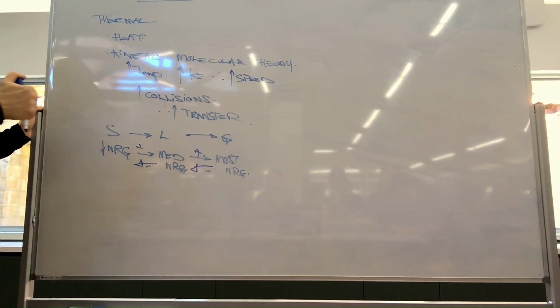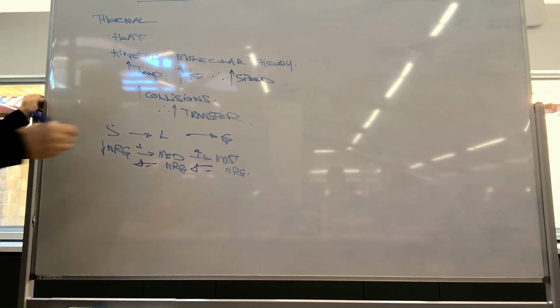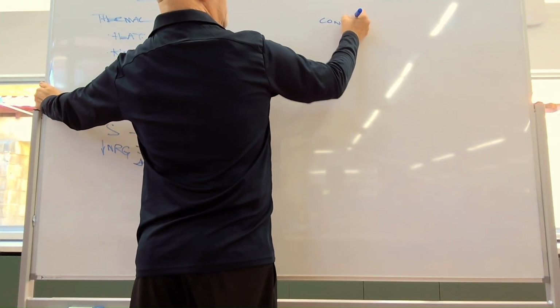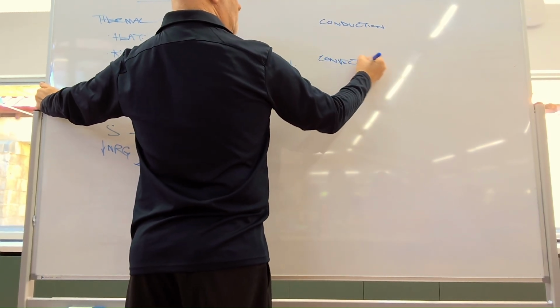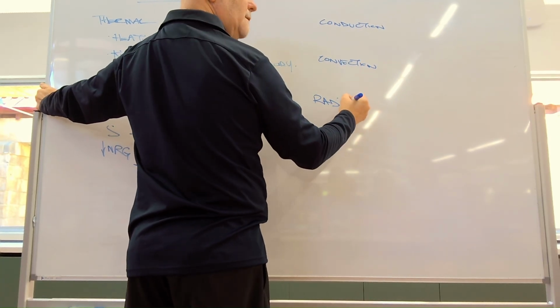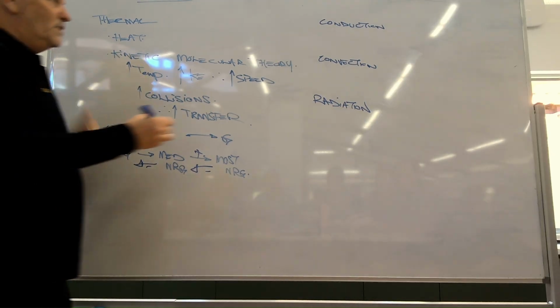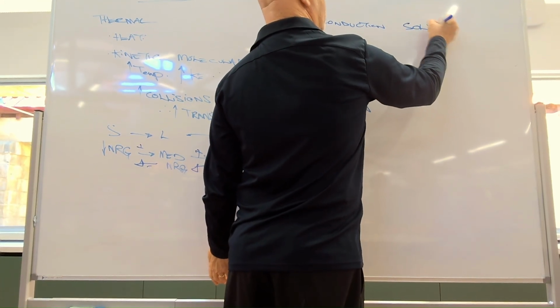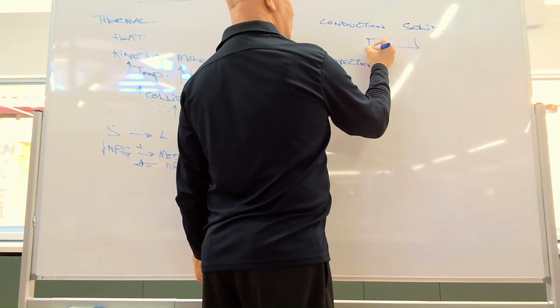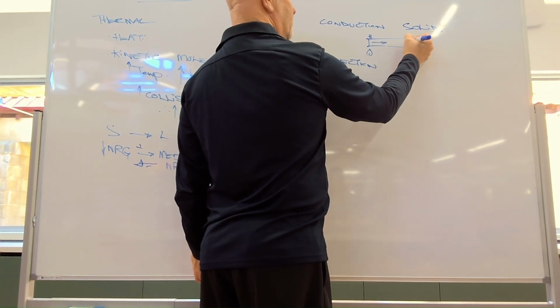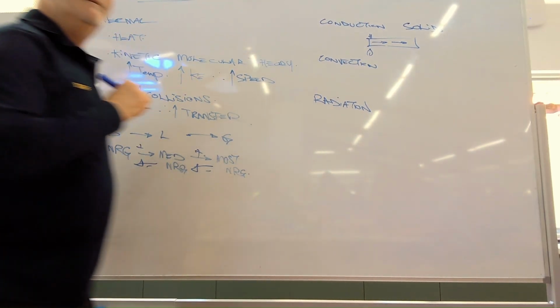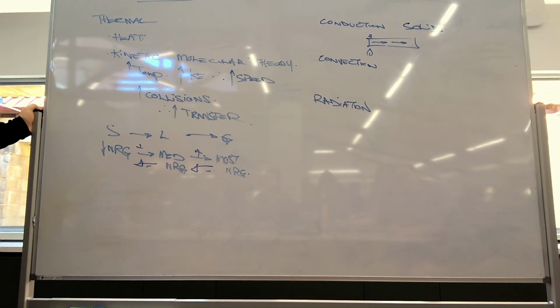So, there are three ways that heat can travel. There is conduction. There is convection. And there is radiation. Conduction is through a solid. This is where, if you heat one end, the heat will go from hot to cold. You should have done that experiment in class where you heat up a metal rod, and as you heat it up, the end that's far away from the flame should get hot.